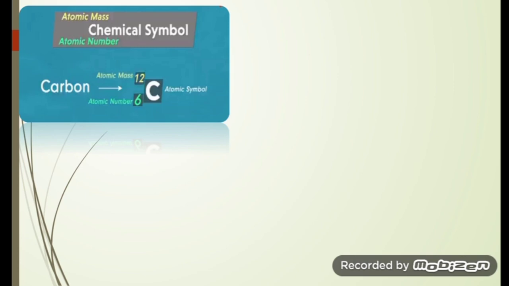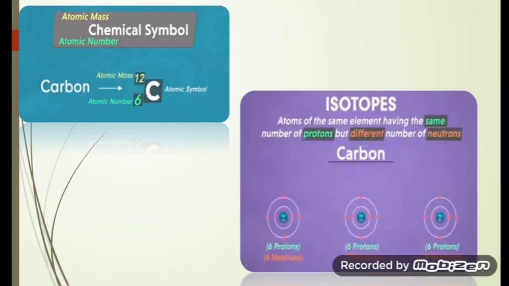For example, the carbon atom. The carbon atom has 3 isotopes. As we can see here, each atom has 6 protons but different numbers of neutrons. You can see here children in the diagram. One has 6 neutrons, the other carbon has 7 and the last one has 8. So these are the isotopes of carbon and they are named carbon-12, carbon-13 and carbon-14 respectively. Children, this was about the different forms of the same element, that means isotopes.